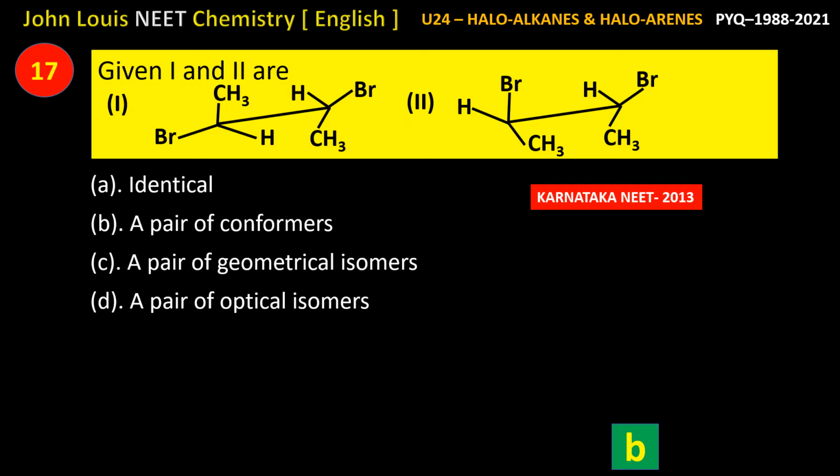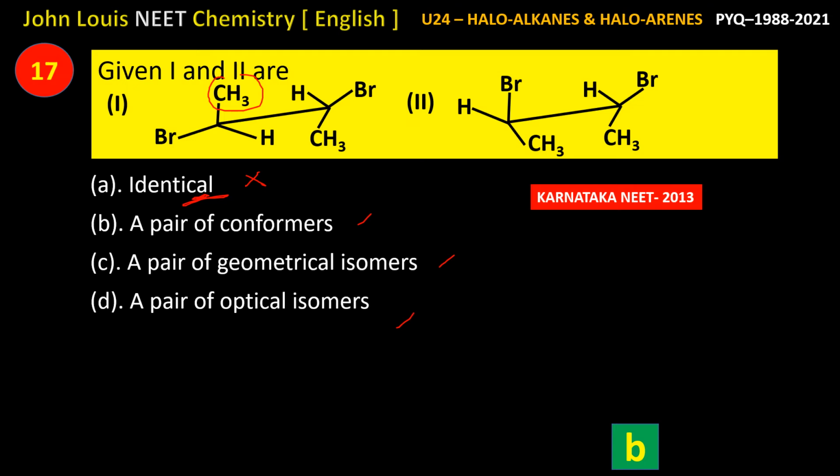So given 1 and 2 are, okay, here they are given two different structures. They are asking whether they are identical, a pair of conformers, a pair of geometrical isomers, or a pair of optical isomers. So the structures are different, therefore it cannot be identical. See, the spatial difference is there, therefore it cannot be identical. See, here CH3 is there, here there is no CH3. So therefore the spatial difference is there, therefore it cannot be identical.